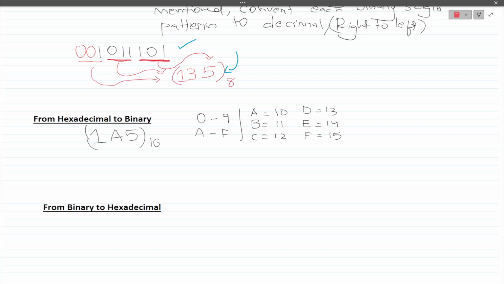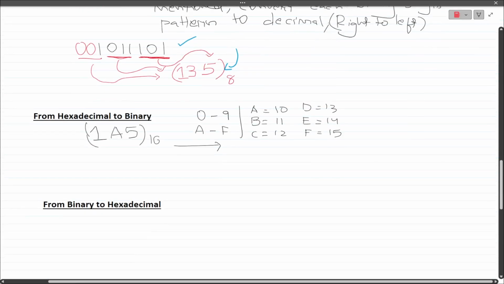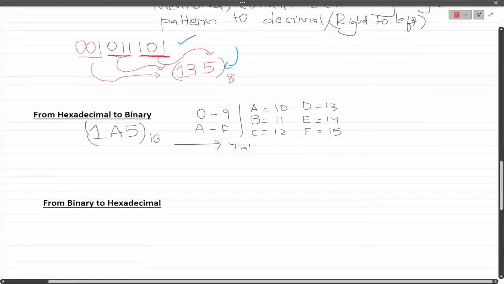So what happened? Here I need to follow a similar process. Let me write down what process needs to be used. So here you need to take each digit.